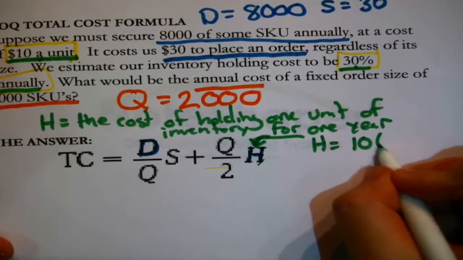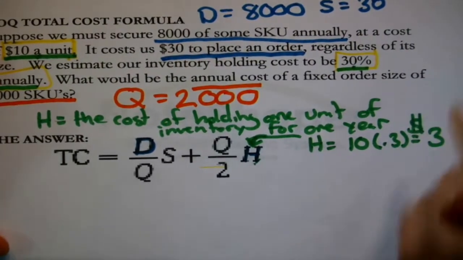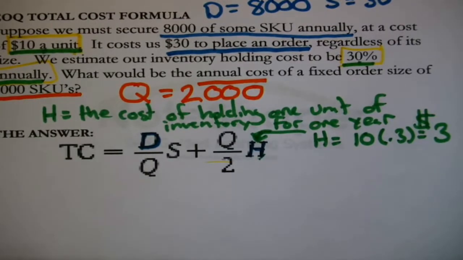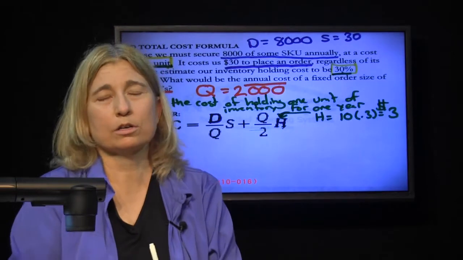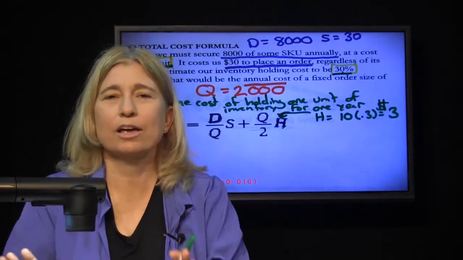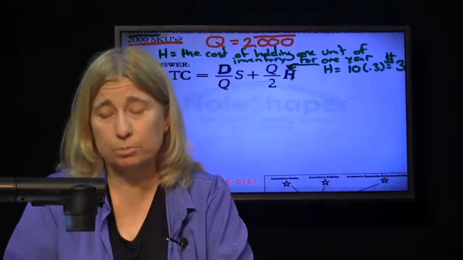So in our case, H would equal the original $10 you spent on the unit. You'd take 30% of it. H is, and I'll put a currency sign there, because this is a cost. It would cost us apparently $3 to hold one of these things in inventory for a year. Okay, finally, now I have what I need just to answer the question, because I can fill out the formula.